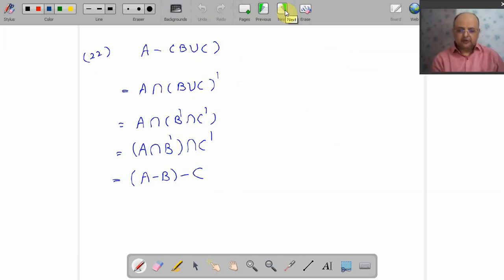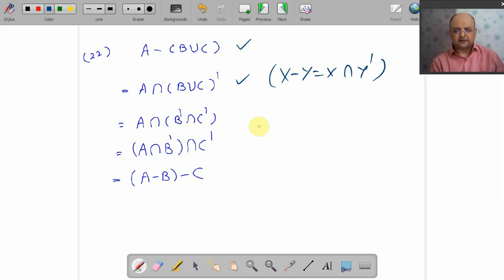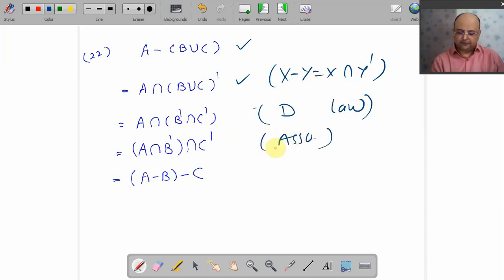Just think about which rule we have applied here. Yes, dears. X minus y equals x intersection y dash. See how important this result is. How did I write this from this? Yes, it is De Morgan's law. How did you write this? Yes, this is associative law.